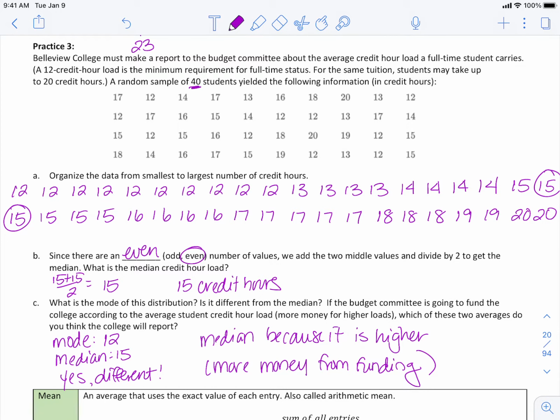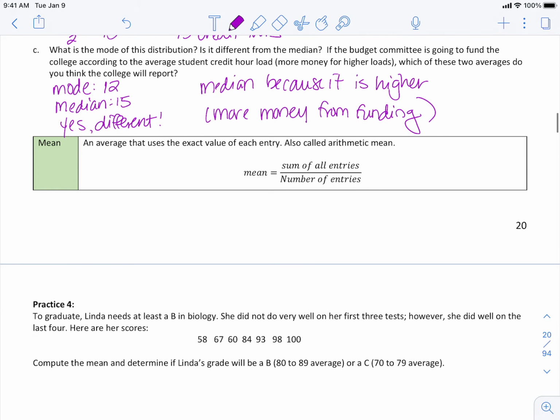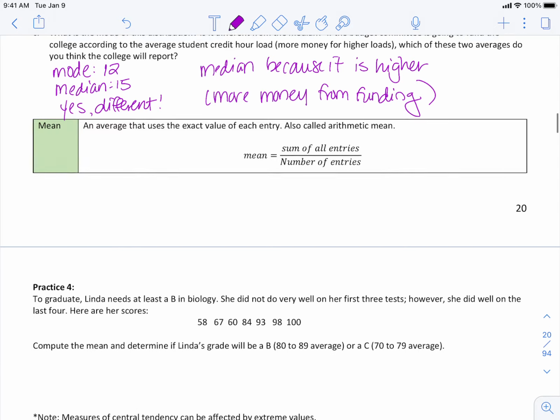Okay, the mean is an average that uses the exact value of each entry. It's also called the arithmetic mean. So we take the sum of all the entries and we divide by the number of entries.